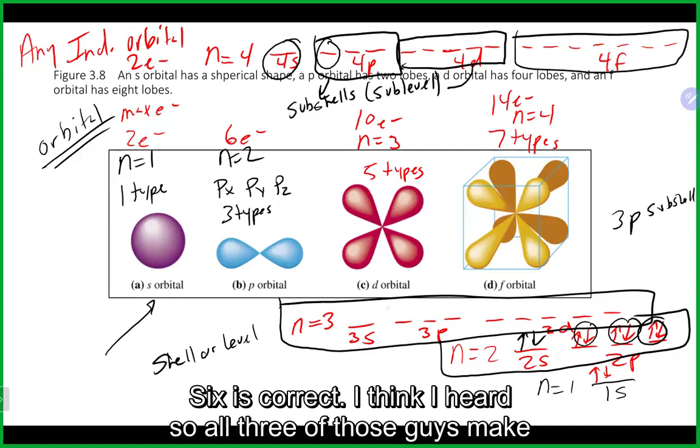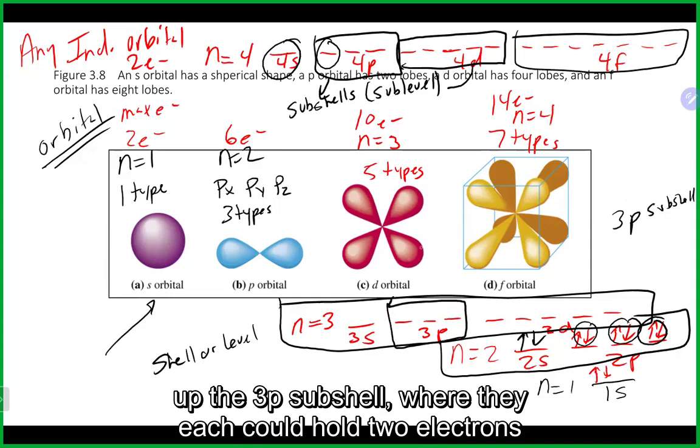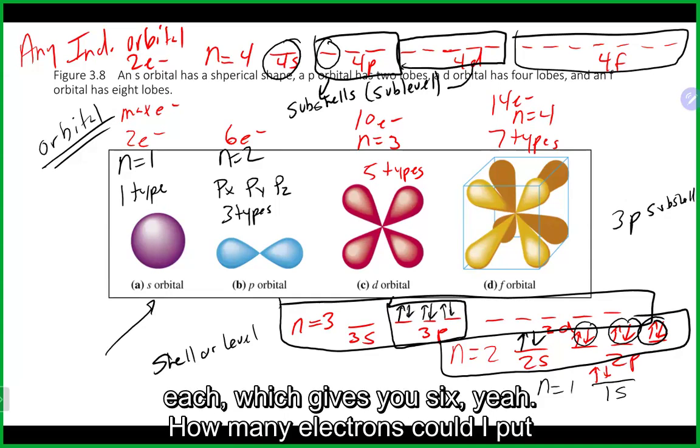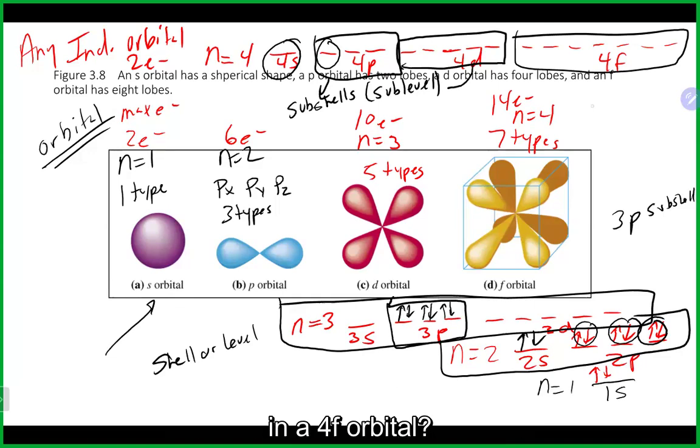6 is correct. So all 3 of those make up the 3p subshell, where they each could hold 2 electrons, which gives you 6. How many electrons could I put in a 4f orbital?